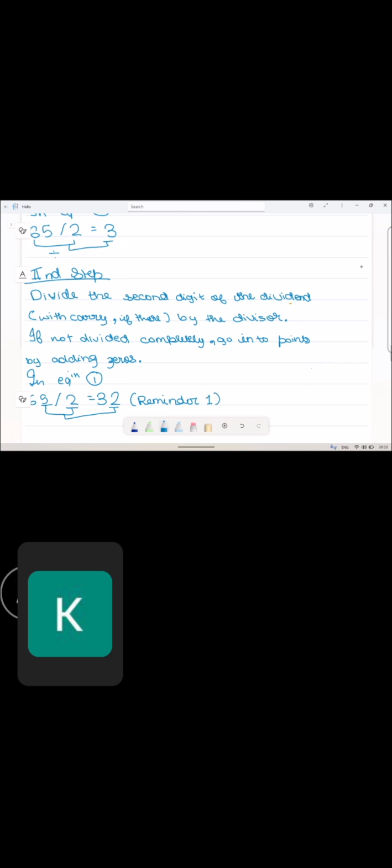So what I've written here, second step, divide the second digit of the dividend, which is 5, by the divisor, which is 2, with carry if it is there.